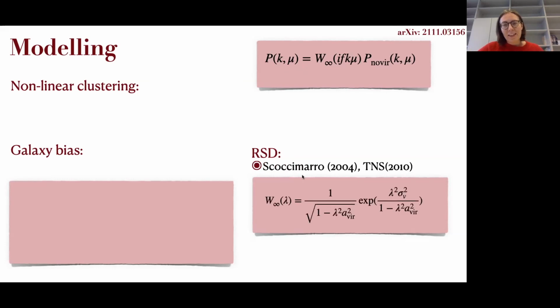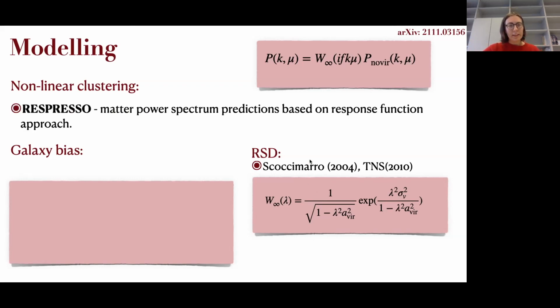So first, we need a description for redshift-space distortions. We use the TNS model for this non-virial part. This just describes the coherent infall of galaxies as they move from underdense to overdense regions. And we also have this Finger of God correction, which accounts for the small-scale virialized region contributions. Here we have one free parameter, A_vir, which describes the kurtosis of the velocity distribution. And this is nothing new. This is the redshift-space description that has been used in all of the fiducial BOSS analyses.